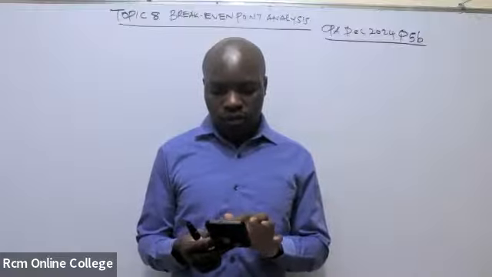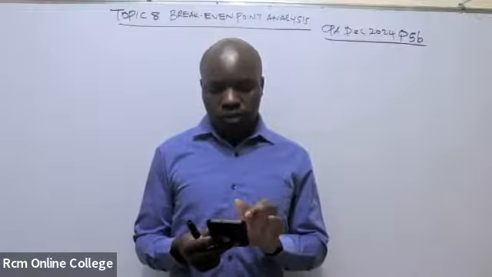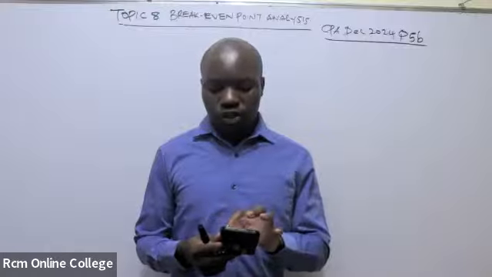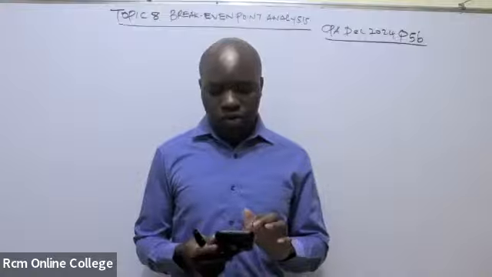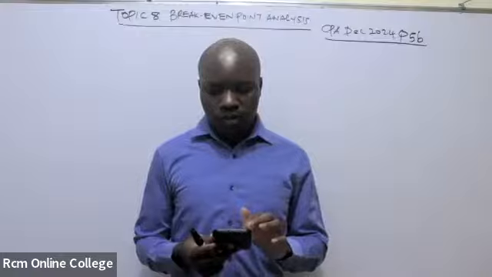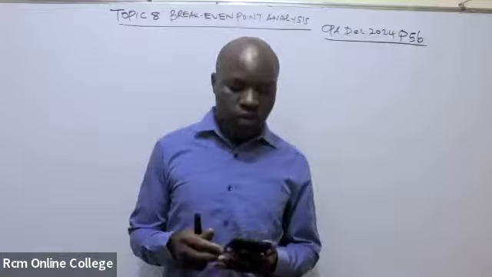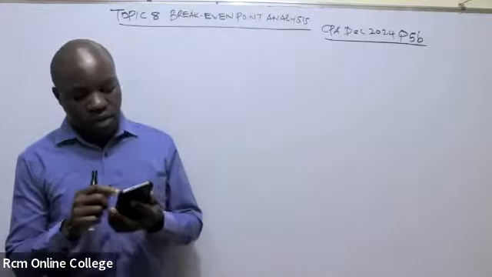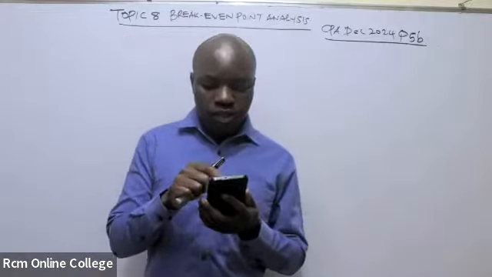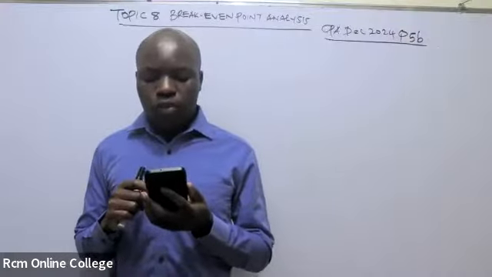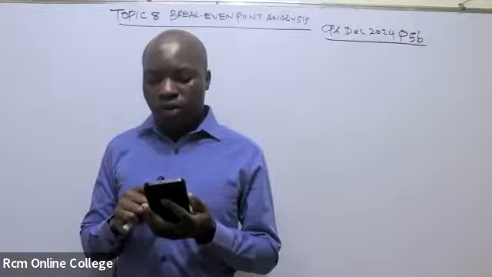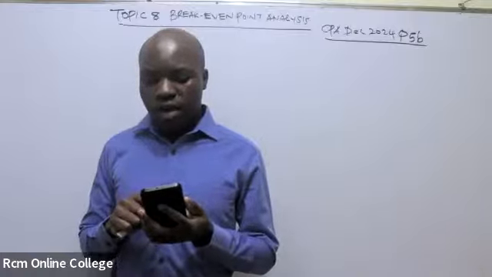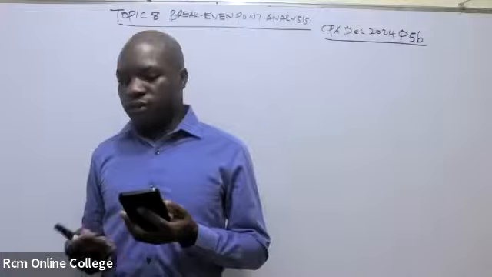The first thing we are going to do is to access that question. December 2024, question number 5A. So the question reads, we're talking about Maya Limited. Maya Limited produces two products, namely product M and product Y. The following budget applies for the year ended 30th June 2024.